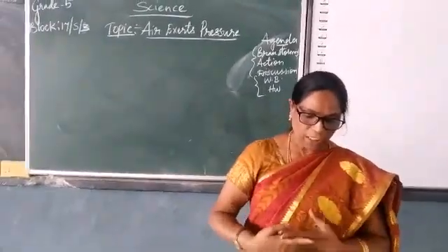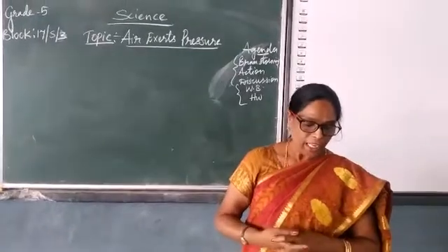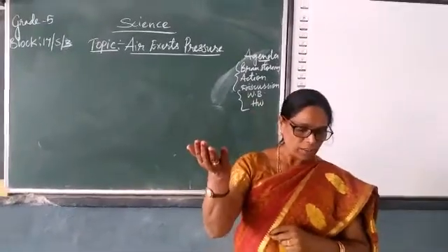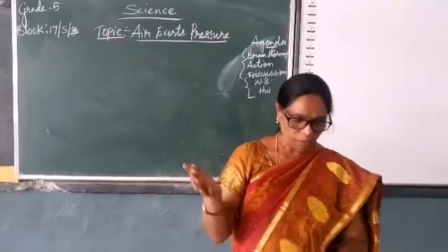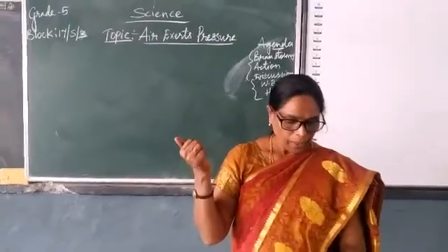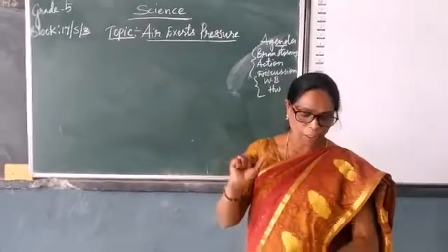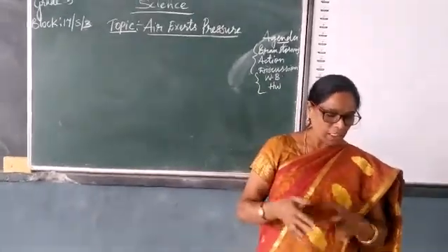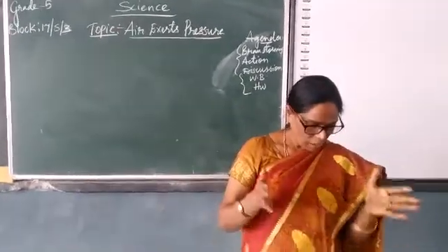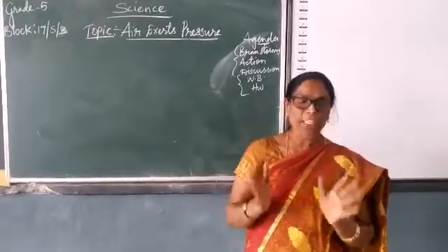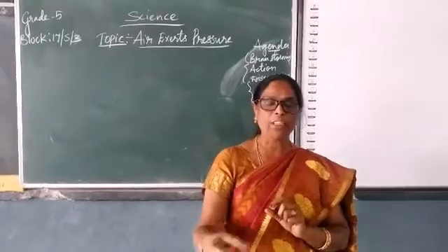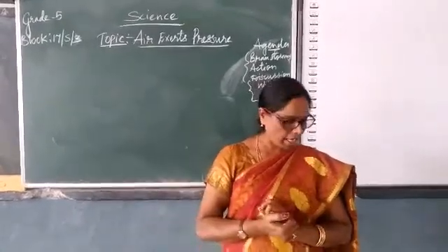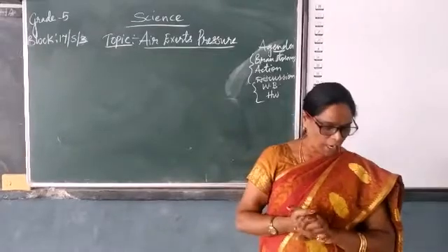So the pressure exerted by air in the upward direction balances the downward pressure of the water and the cardboard also. So this is the thing: because the air that surrounds the cardboard exerts pressure on it, the water did not fall from the glass, right children? So one more thing I want to ask you.